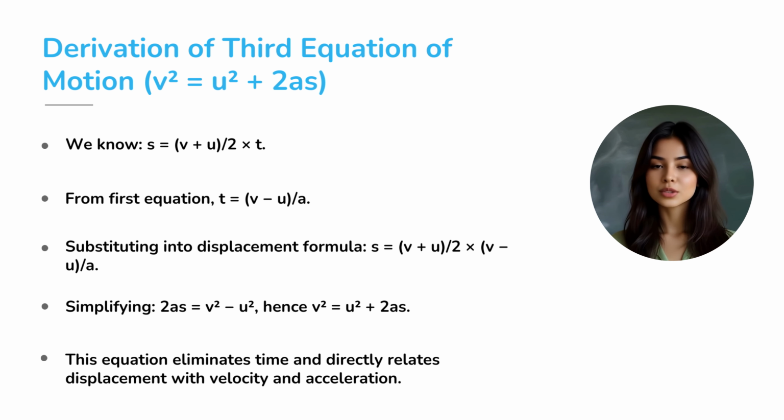On simplifying, 2as equals v squared minus u squared. Hence, v squared equals u squared plus 2as. This third equation directly links velocity, displacement, and acceleration without involving time.